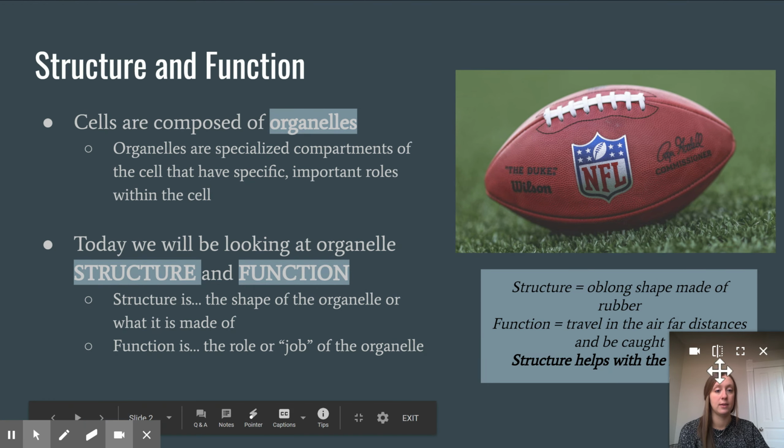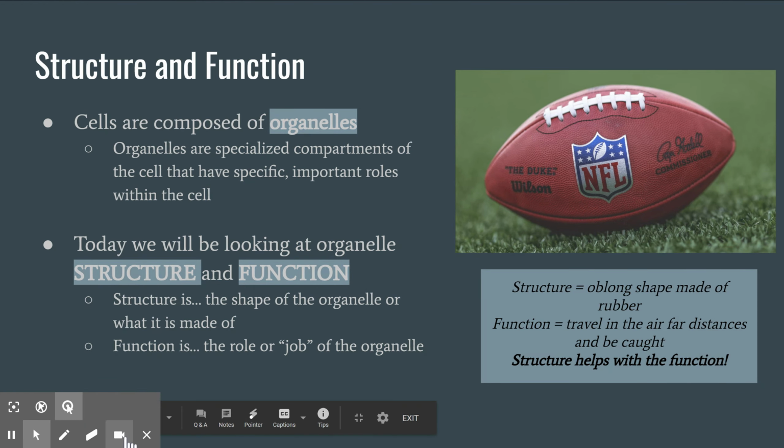So in this case, the structure actually helps with the function, and that's going to be something we see in our organelles as well. The football is purposely shaped like this so it can fulfill its job. There are organelles within the cell that have a specific shape to pull out a specific job.